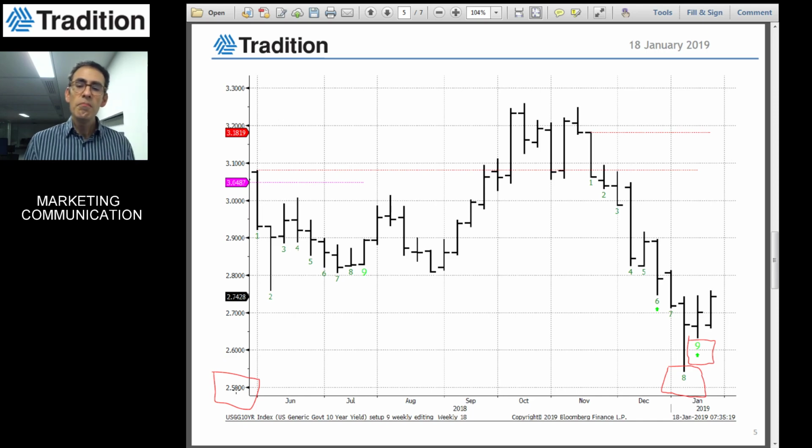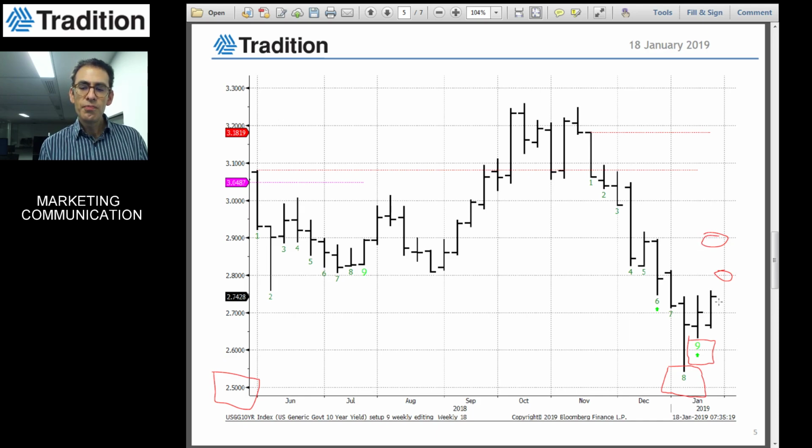This is becoming a major support zone, and I think there is a high probability of staying above this level, possibly until late Q1. So, start of a technical bounce after the setup 9 buy signal on US 10-year bond yields. I would expect a continuation of this recovery, ideally minimum to 280, possibly 290, even higher.